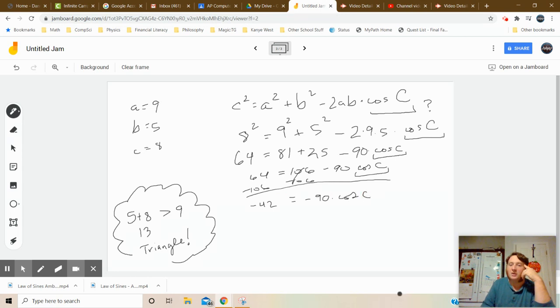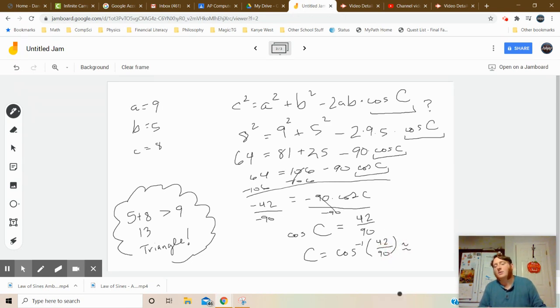And then this is being multiplied, so you'll divide by -90 to work backwards. And it turns out the negatives are going to cancel. And so we're sitting at cosine of some angle is the ratio 42 to 90. So to find angle C, we have to tell the calculator, hey, look up the angle that has a cosine of 42 out of 90. Use inverse cosine of 42 out of 90, or whatever 42 out of 90 is, on a calculator.